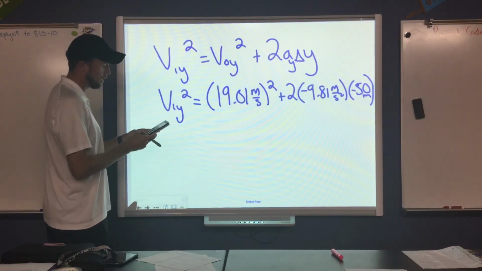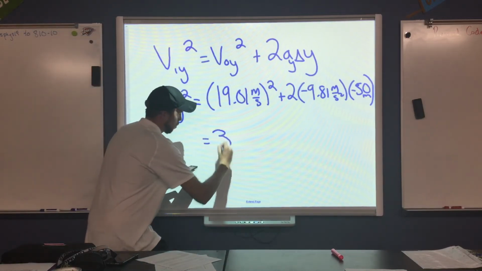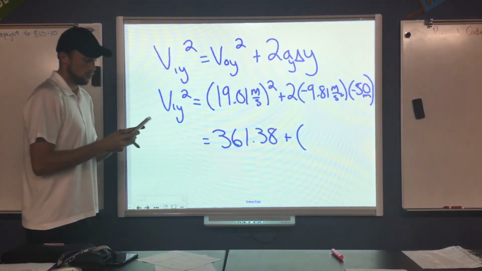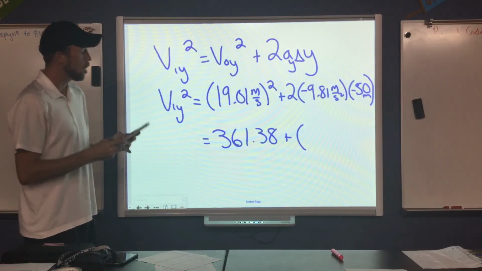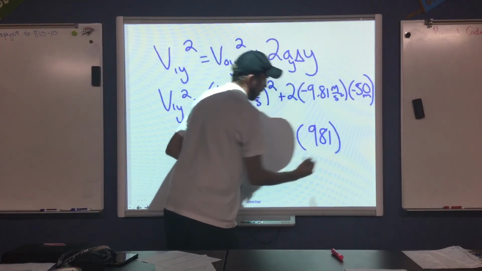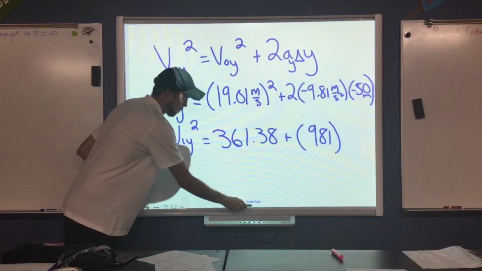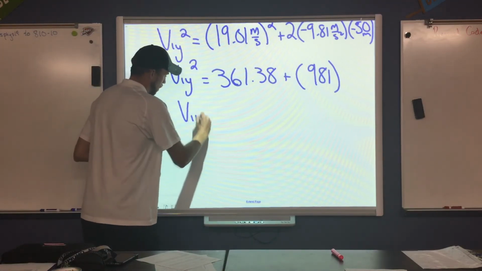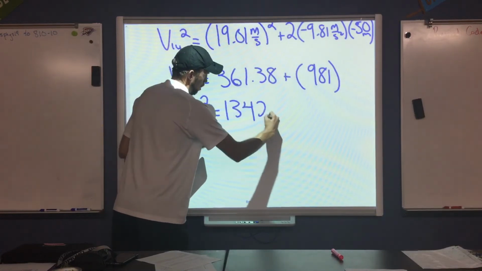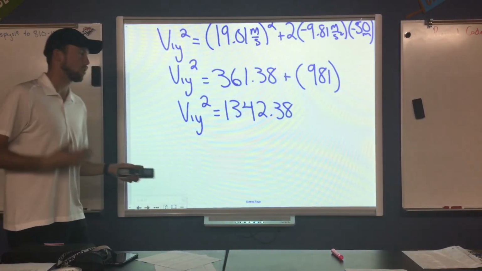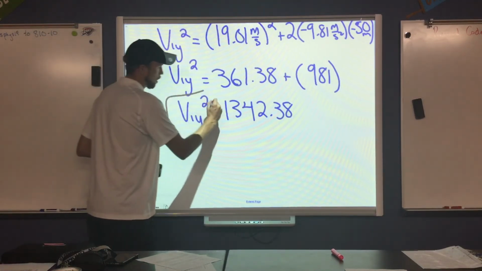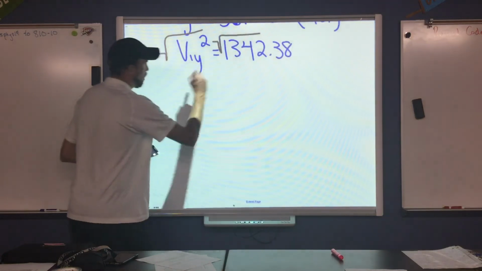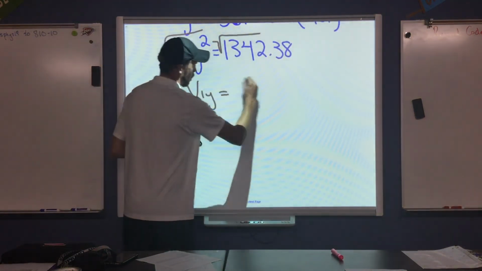So now we will multiply through. 19.01 squared gives us 361.38, and this is plus 2 times negative 9.81 times negative 50. We have two negatives there, so we end up getting a positive value of 981. This is still equal to v1 in the y squared. So we add those values together, and we will eventually get a value of v1 in the y squared equal to 1342.38. You might notice if you went through this using the quadratic, some of these numbers look a little bit similar. Now we'll take the square root. We end up getting a value of v1 in the y equal to 36.63.